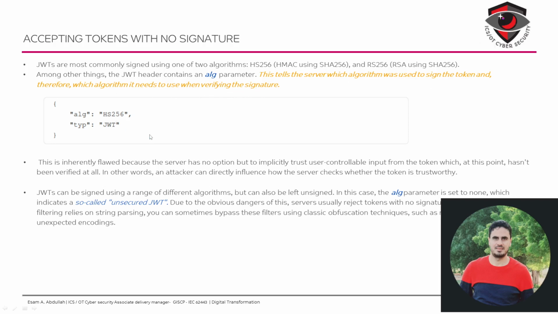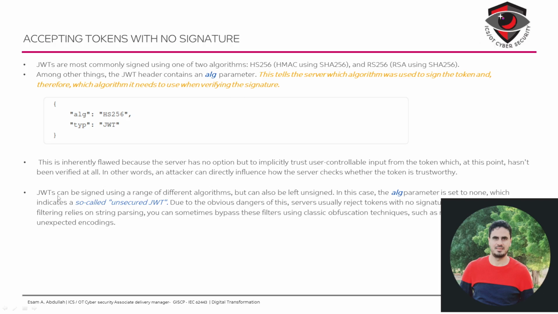This is inherently flawed because the server has no option but to implicitly trust the user-controllable input from the token, which at this point hasn't been verified at all. It doesn't verify on the server side. In other words, an attacker can directly influence how the server checks whether the token is trustworthy.